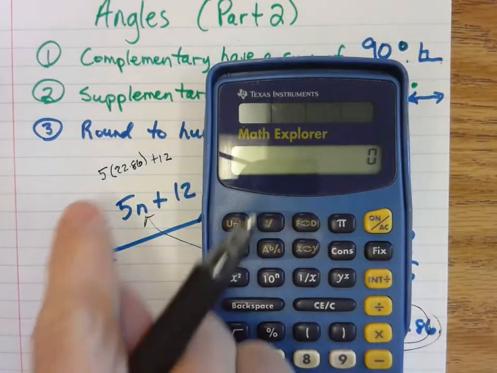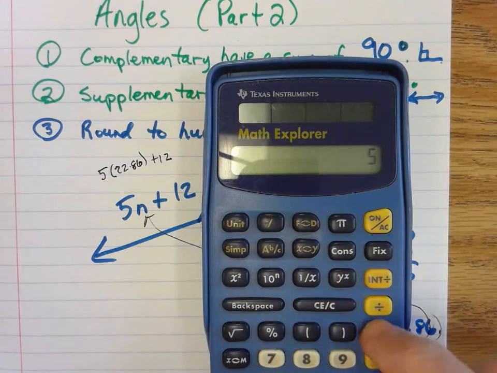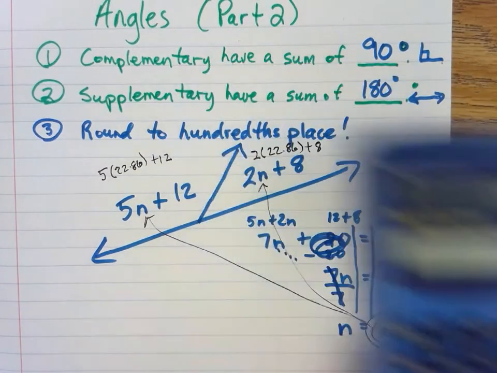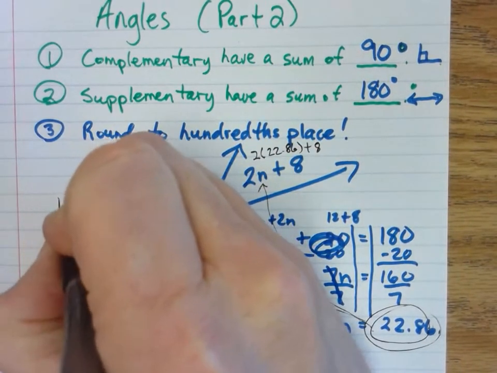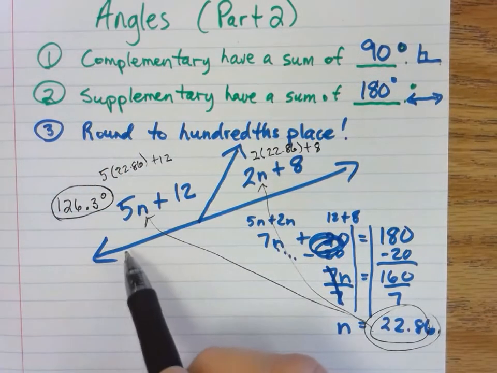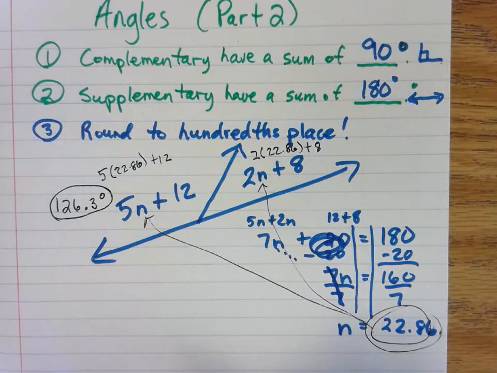All right, so 5 times 22.86, because that's what I got for n. 5 times 22.86, and you get that. But don't forget, you got to add the 12 to that, so plus 12. And so that angle is 126.3 degrees. That's 126.3 for this one. All right, so we got the obtuse one. 5 times 22.86 plus 12 means this was 126.3 degrees.